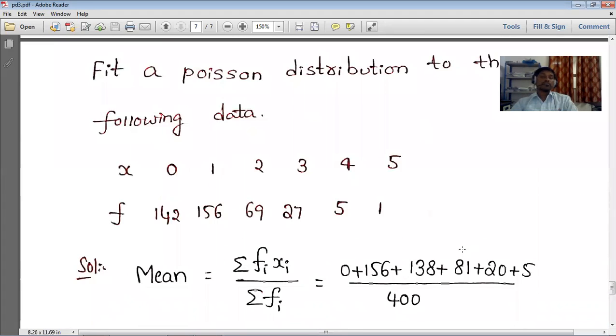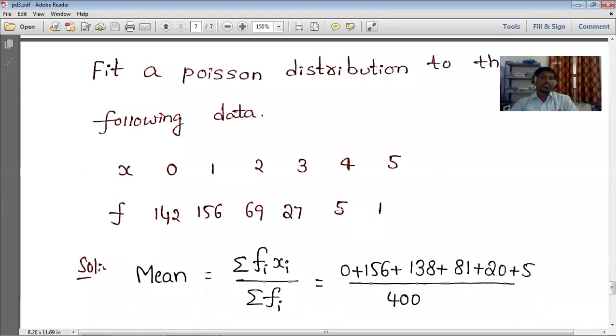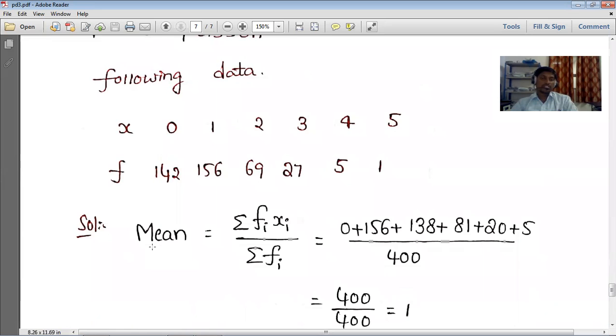Same as the previous one we discussed. Fit a Poisson distribution to the following data. So the x values they give, and the frequencies they give. First, as usual, we need to find the mean. That is summation fi xi by summation fi. So summation fi is nothing but capital N. So capital N is equal to 400.